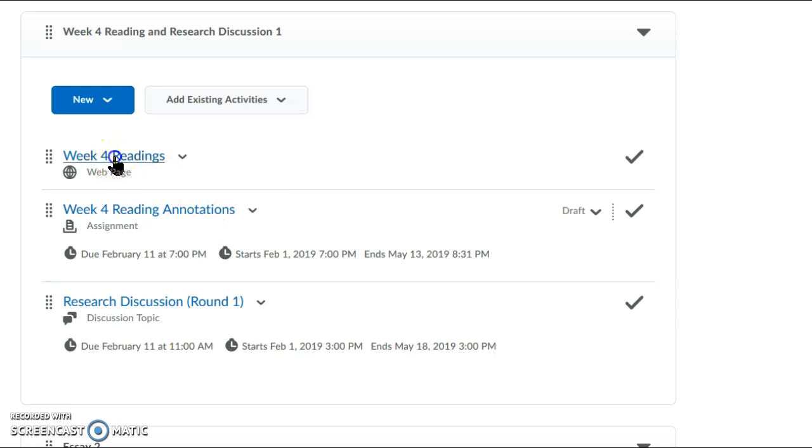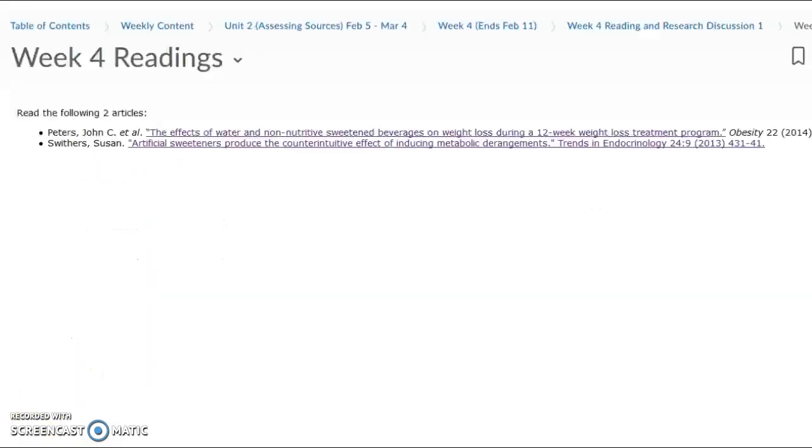The readings are right here. I'll click on these. 2 articles here. One by John Peters and company, about the effects of water and non-nutritive sweetened beverages on weight loss during a 12-week weight loss treatment program. And then one by Susan Swithers, which was optional in the last unit: Artificial sweeteners produce the counterintuitive effect of inducing metabolic derangements. What we've got here are 2 scholarly articles where functionally the results disagree with each other. And so one of the things we want to think about is why.